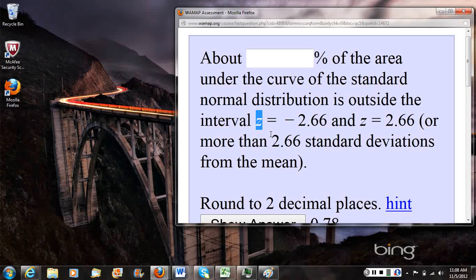And when someone tells us a z-score, they're really telling us how many standard deviations from the mean we are. So here we have a z-score of negative 2.66. It means we're 2.66 standard deviations below the mean. And they're asking what percent of observations are going to be 2.66 standard deviations below the mean, or 2.66 standard deviations above the mean. So let's get out our whiteboard and take a look at how we would write out and solve that, show that answer.